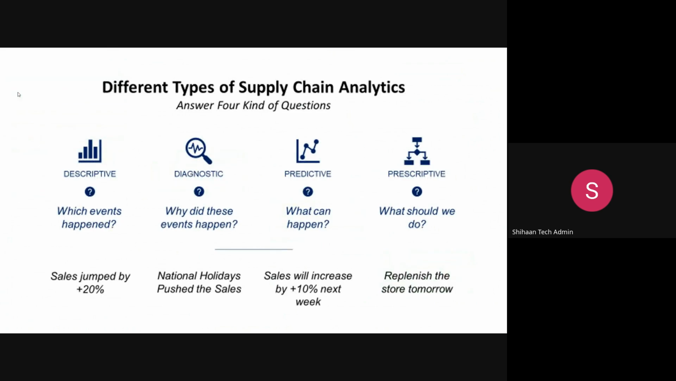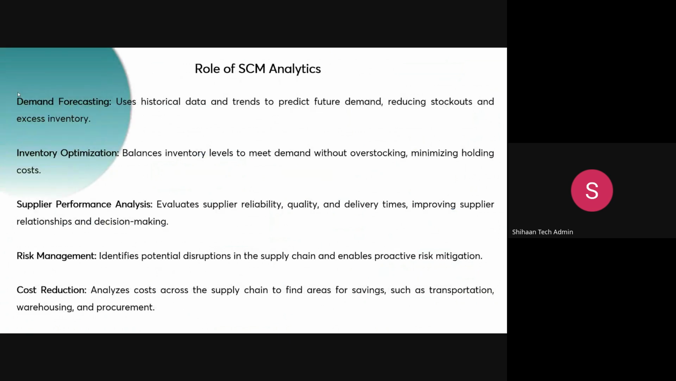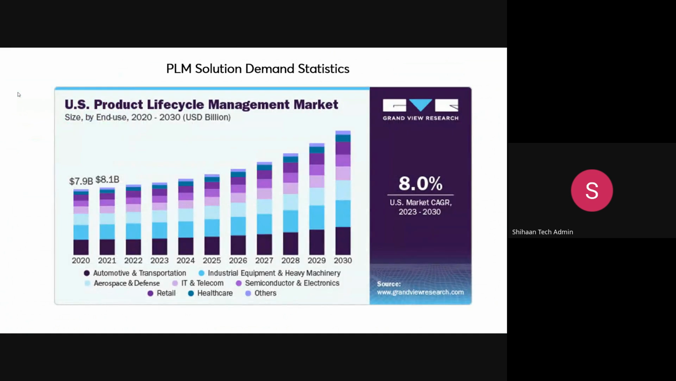Different types of supply chain analytics. We will come to this slide again today, as we will study a little more advanced material. The role of supply chain analytics, such as demand forecasting, inventory optimization, and certain other roles. We also saw the growing demand for PLM software, growing at an 8.0% CAGR, so by 2030 we can see a major surge in demand for PLM software.